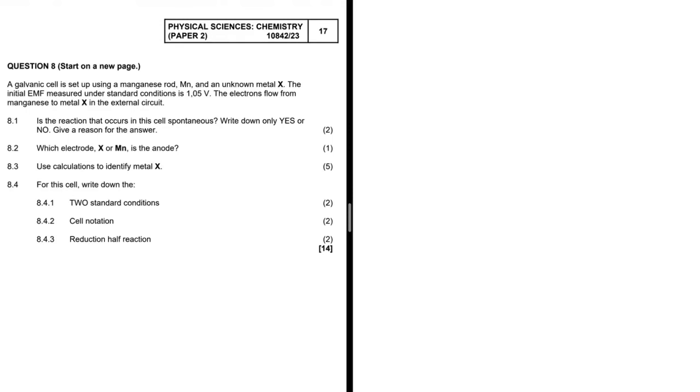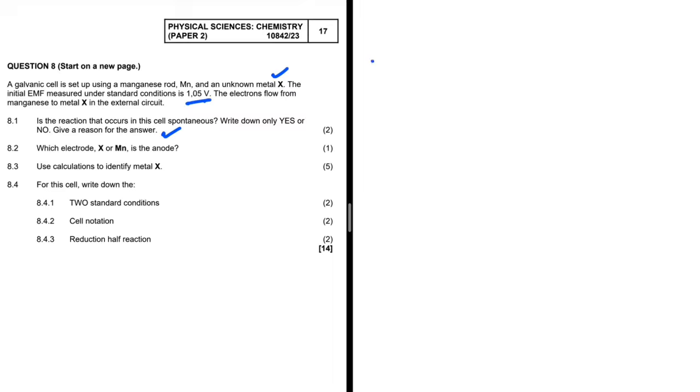Is the reaction that occurs in this cell spontaneous? Write down only yes or no. Give a reason for the answer. That is 8.1, Prelim 2023. Let's take a look and see what is happening. So a galvanic cell is set up using an Mn and an unknown metal X. The initial EMF measured under standard conditions is 1.05 volts, as we can clearly see there. The electrons flow from the Mn to metal X in the external circuit, right?